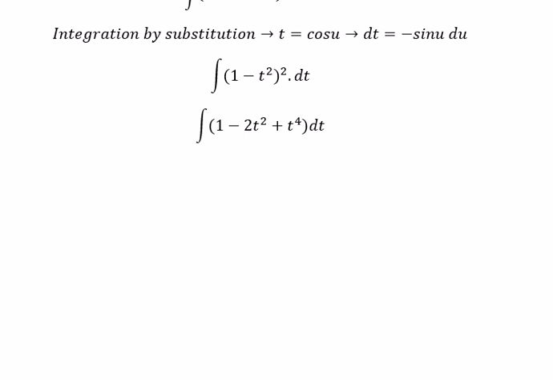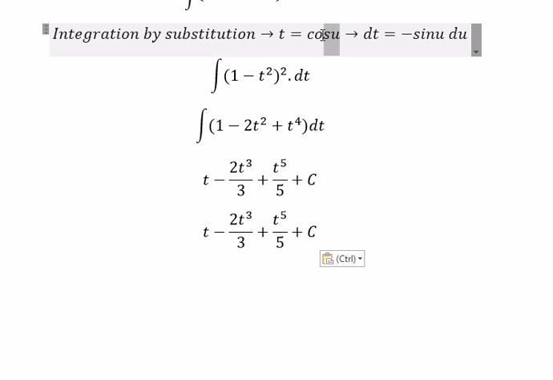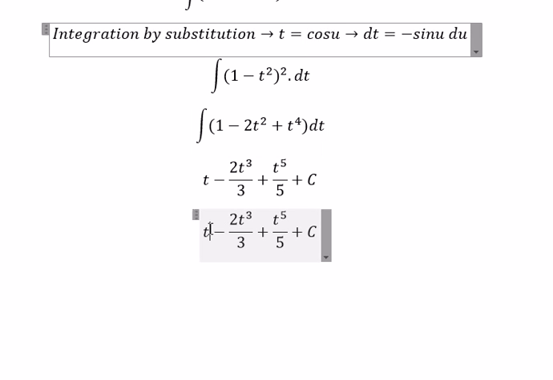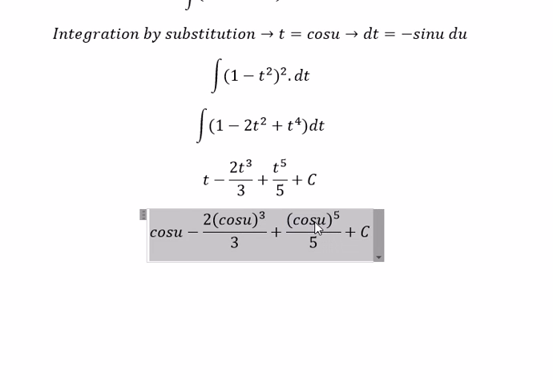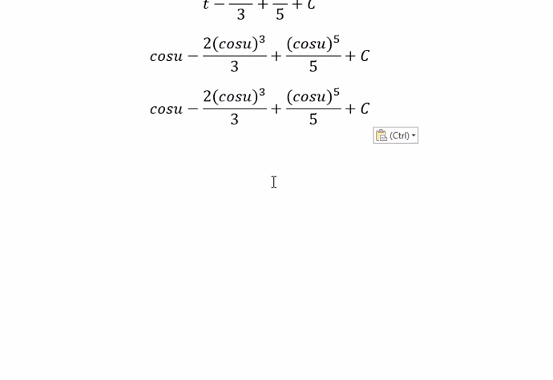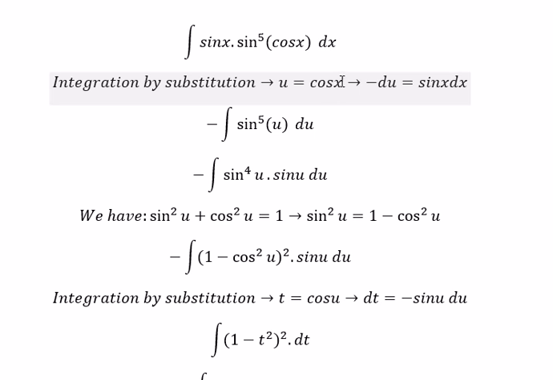And now we can get the final answer. The integral of number 1 you get t. The integral of negative 2t square you get negative 2t to the power of 3 over 3. And the last one, t to the power of 5 over 5. Then t we change back for cosine u, and u we need to change back for cosine x.